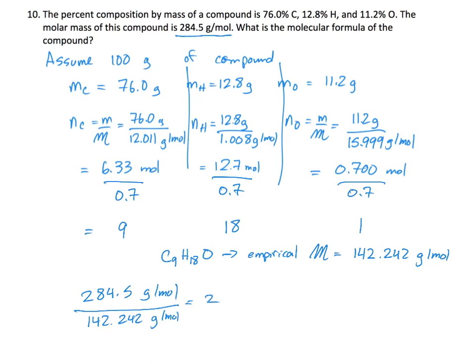equals 2. So that means the molecular formula has 2 times as many atoms as the empirical formula, so that our molecular formula will be C18H36O2.